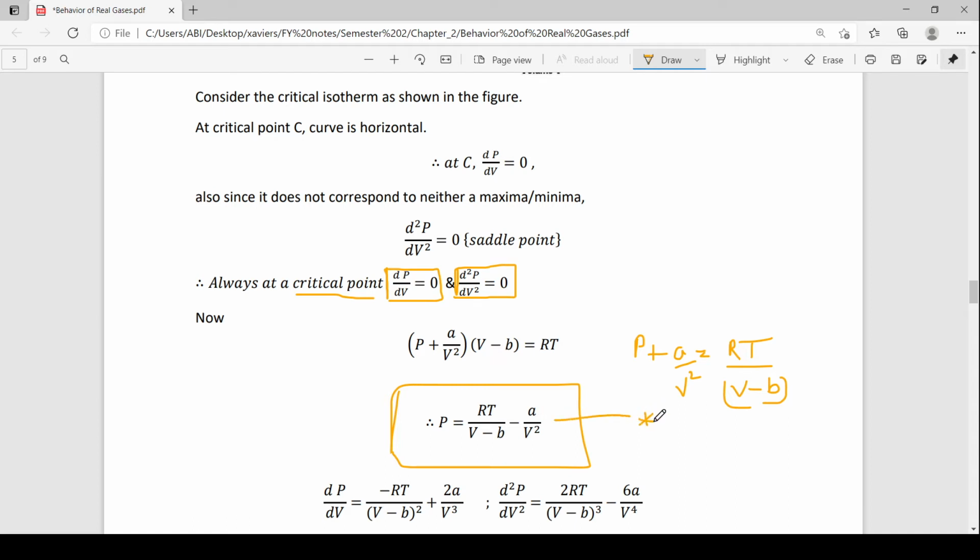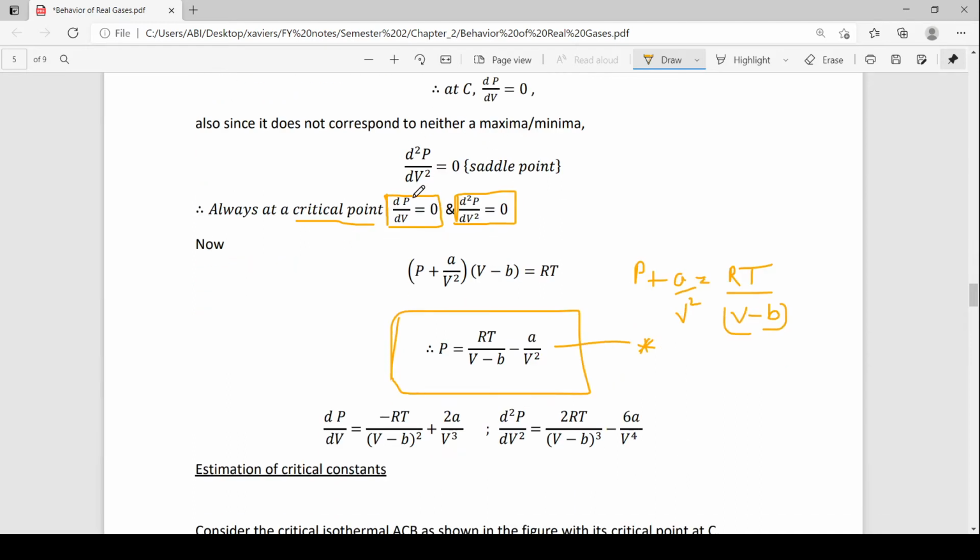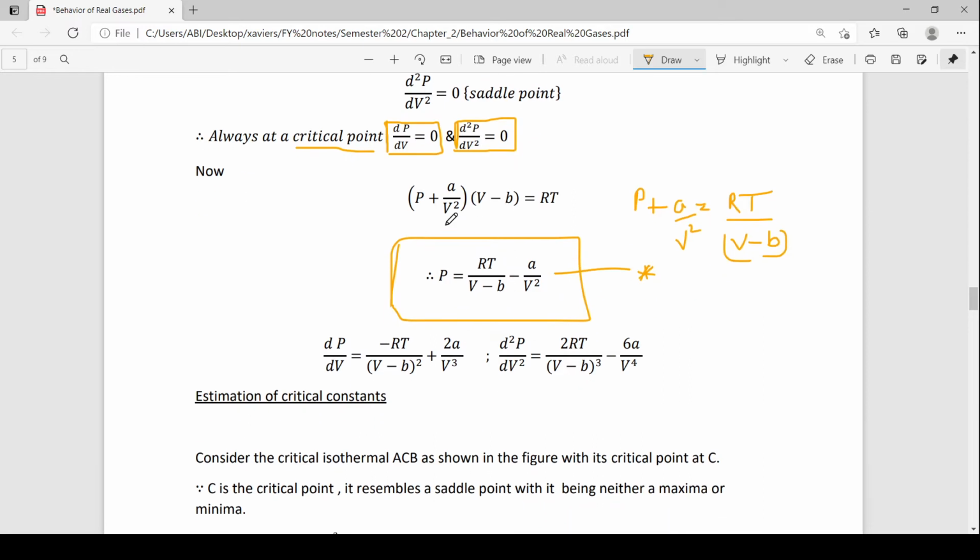I'm going to use this equation to determine dP by dV, to find out the derivative of this, but I also know the derivative will be equated to 0. Similarly, I'm going to determine the second order derivative. Now how do I do that? Okay, let's look at this equation star, P. Now to determine the first order derivative of this, can I write this equation like this?